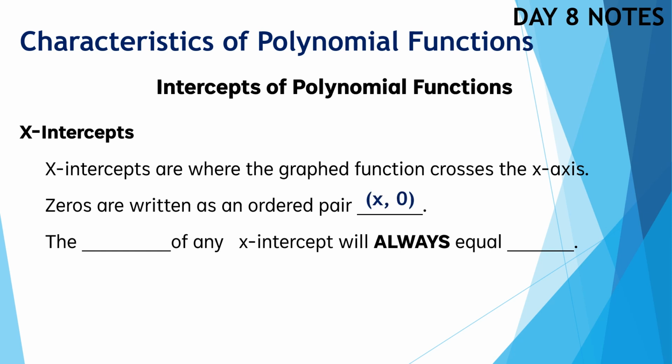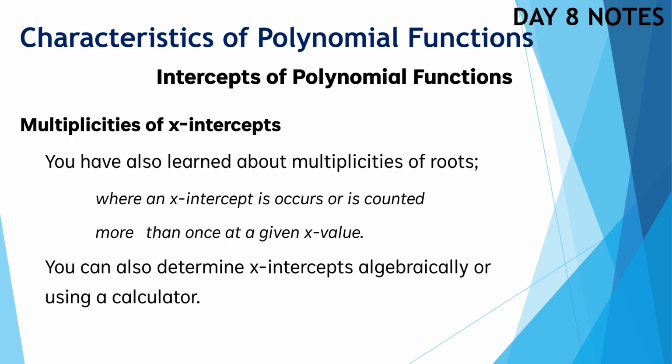If we ask for a zero, we want it to be written as an ordered pair with the x value, comma 0. The y value of any x-intercept is always going to be equal to 0, which is why we call them zeros. Okay. We do have those multiplicities of x-intercepts.